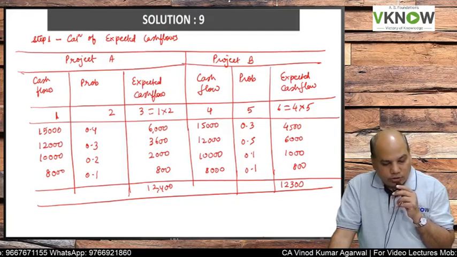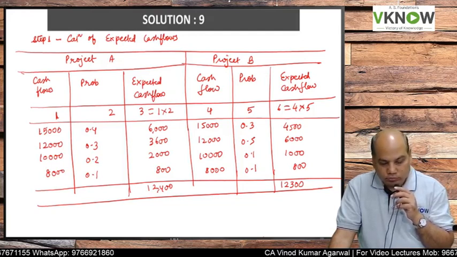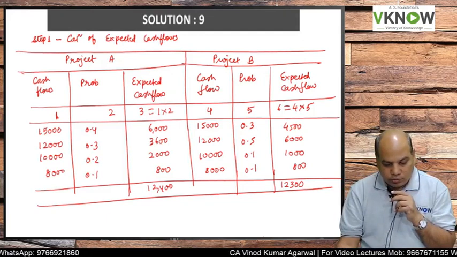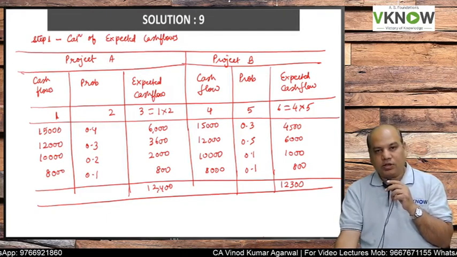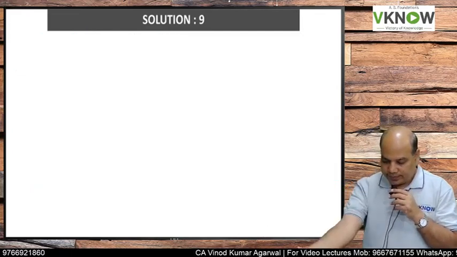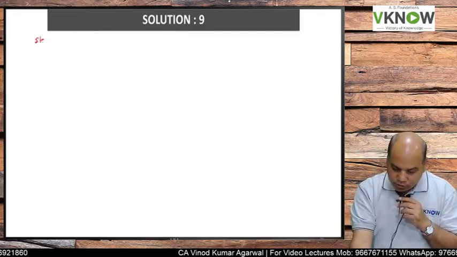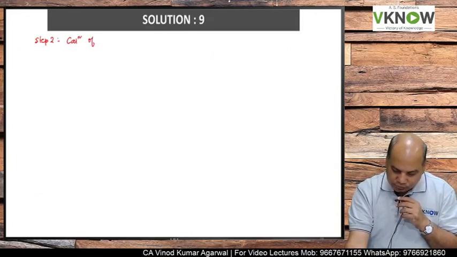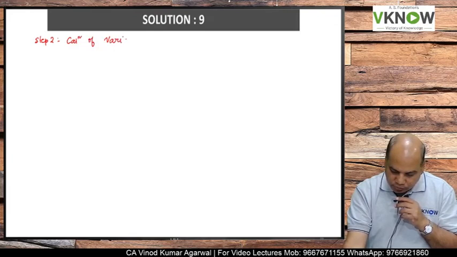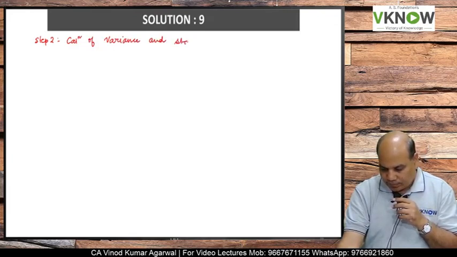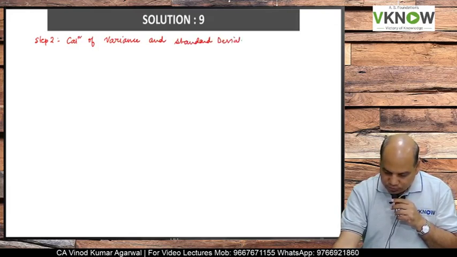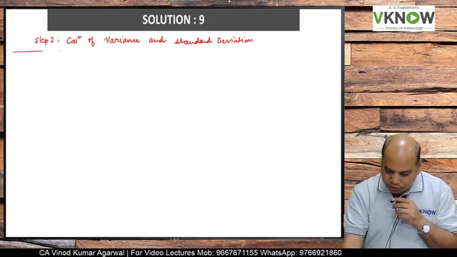Any query on this question? No query. Now write down step 2, calculation of variance and standard deviation, so that you learn variance also and standard deviation also. Again we'll solve in one table only.